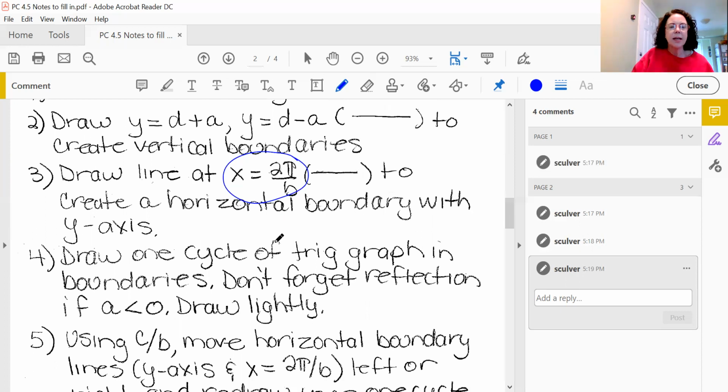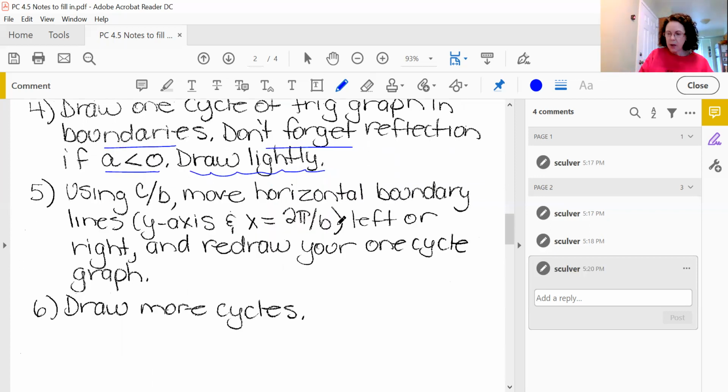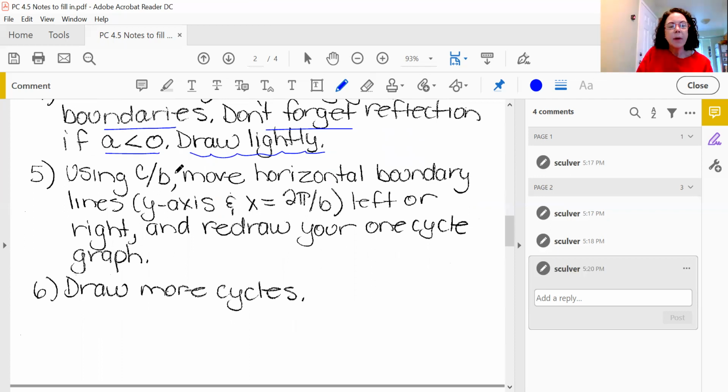So on number 4, just like it says, I draw one cycle of the trig graph in my boundaries, and I don't forget that if my A is less than 0, there will be a reflection. I draw lightly because it possibly is not my final drawing. Then, once I have one cycle of the graph, using my phase shift C divided by B, I move my boundaries left or right and redraw the one cycle, because now I can see it and it's easy to redraw. From there, I draw more cycles to the right and to the left of my one cycle.